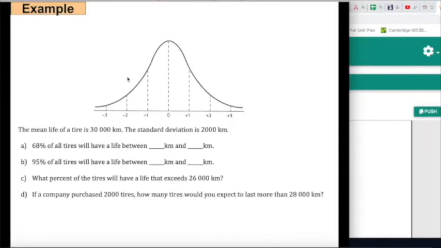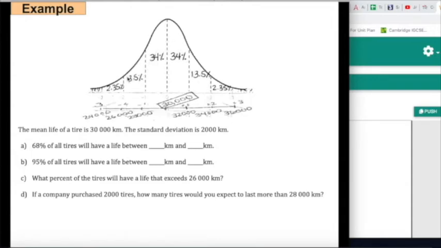Okay, let's go through this example. Let me generate the curve first. There you go. Here, given the mean life of a tire is 30,000 kilometers, so let's put the mean at the middle. And given the standard deviation is 2,000 kilometers. Question A. 68% of all tires will have a life between what kilometers and what kilometers?